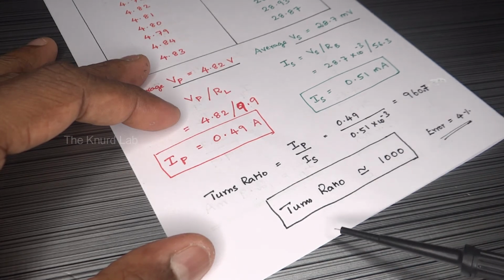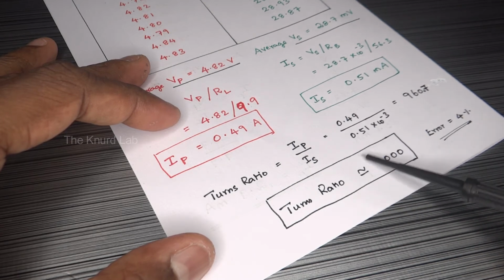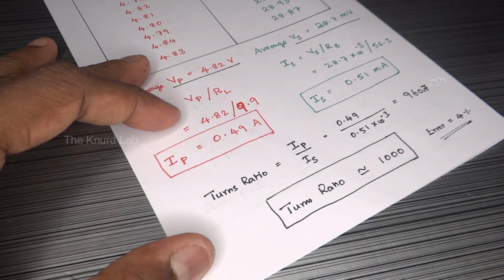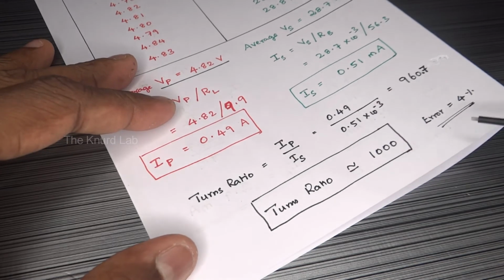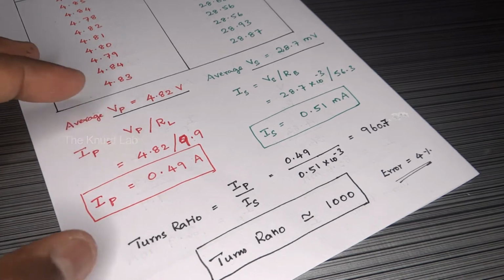The result shows approximately 960 turns. We can safely approximate it to 1000 turns because turns ratio is usually a whole number. So our little experiment here produced a result which is about 4% tolerance. So I would say we did a pretty decent job.